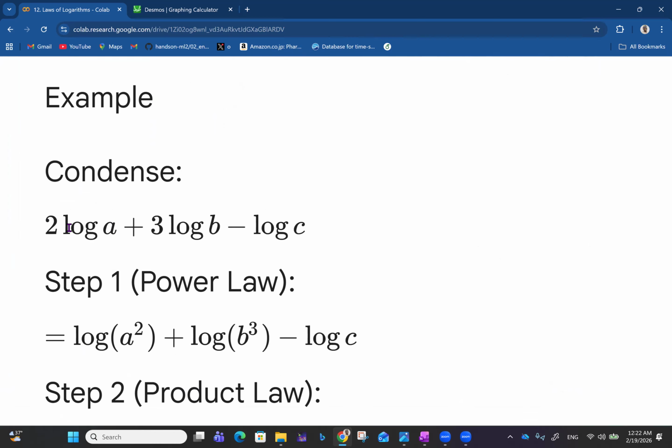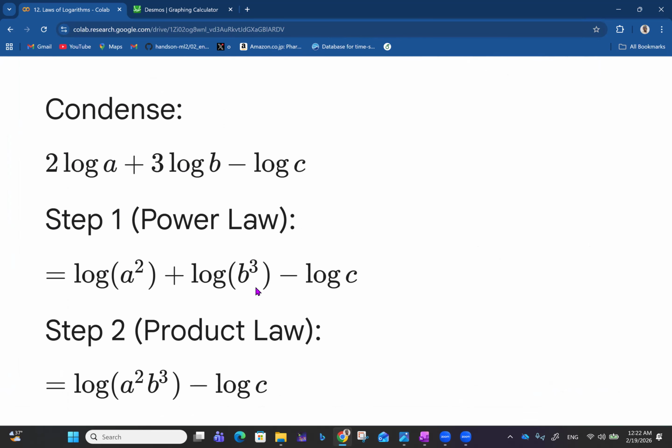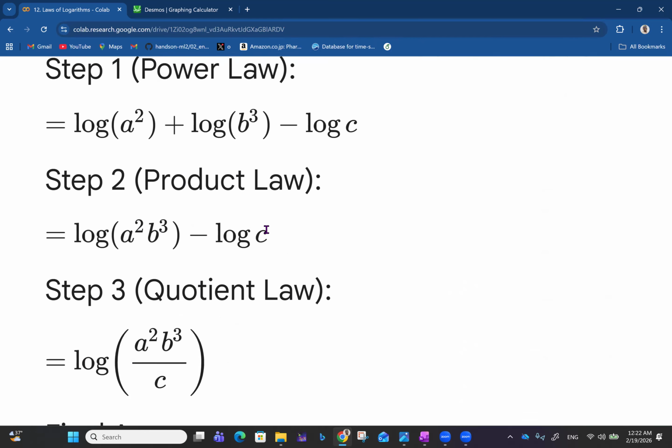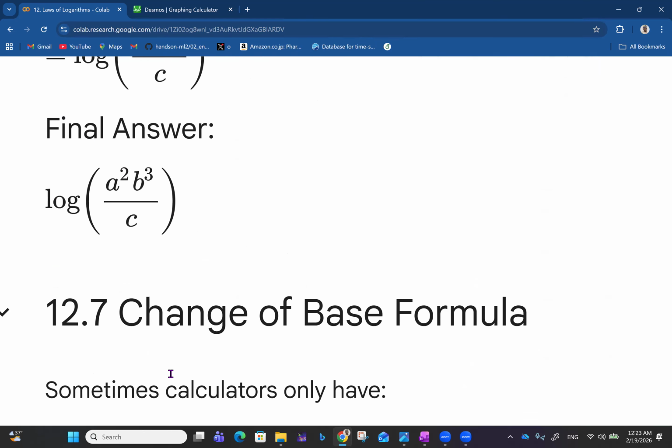So 2 log a is log a squared, 3 log b is log b cubed, minus log c, which has been like that. Therefore, product now. You have log a squared plus log b cubed, which is the same thing as log a squared times b cubed together, minus log c. Finally, because it's still the same log, and this is minus this, you can then turn the subtraction to division. So you have log a squared b cubed all over c. And then the final answer is log a squared b cubed over c, like that.